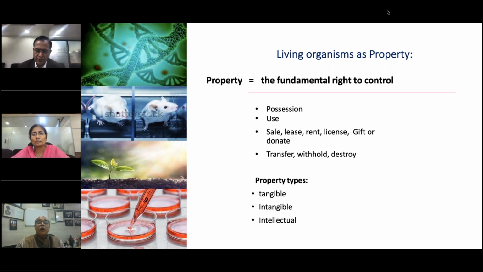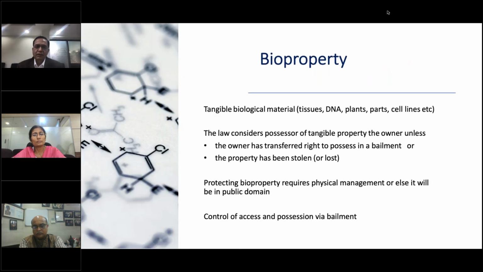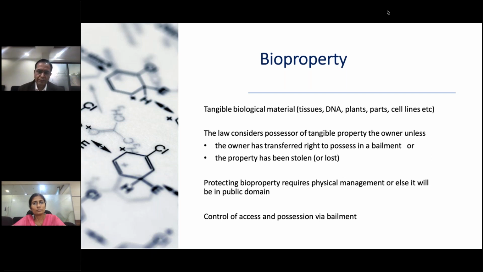Property types can be many, and to this audience I don't have to explain that much. It could be tangible, intangible, intellectual. The important thing is that bioproperty are basically products of nature, substantially the products of nature in original form or in modified or improved form. They're all like the tools for a carpenter. Without the tools, the carpenter can't create any asset at all. So bioproperty is very fundamental to any kind of biological invention that we're pursuing typically.